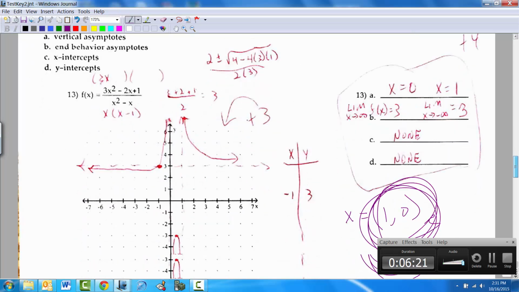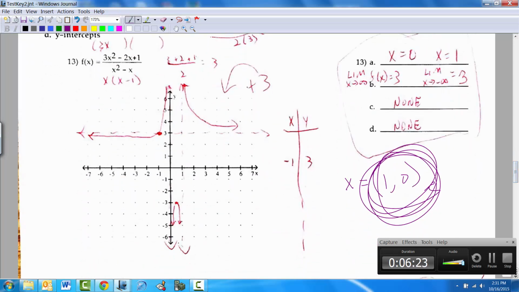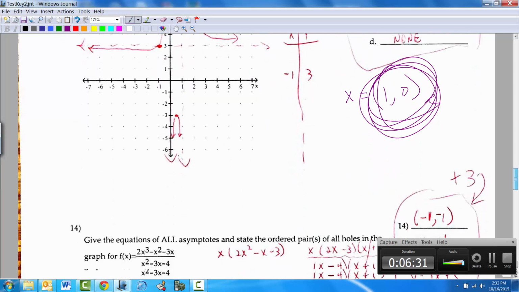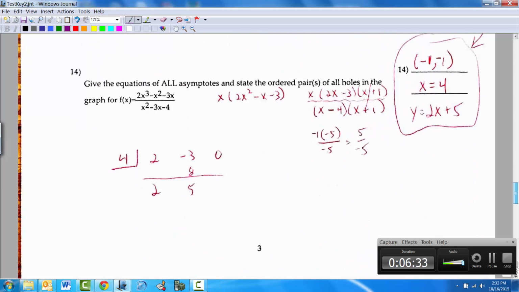Just take a look at this one. This is another classic adventure of crossing a horizontal asymptote and approaching from the other side. So be very careful on a rational function graph. I'm just skipping over this. You can stop the movie again and look at those.